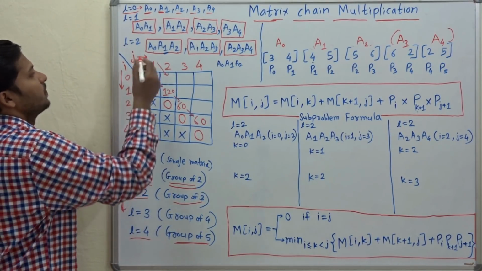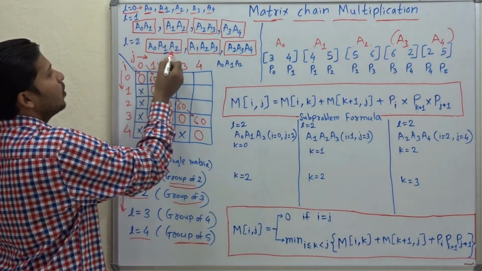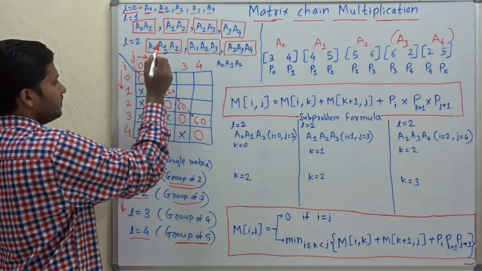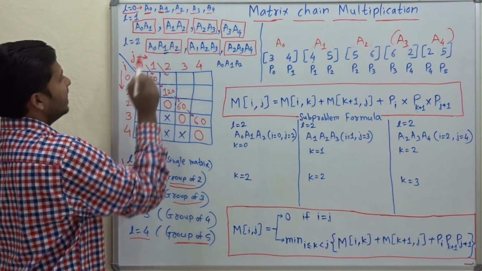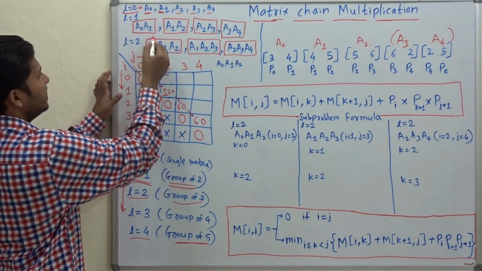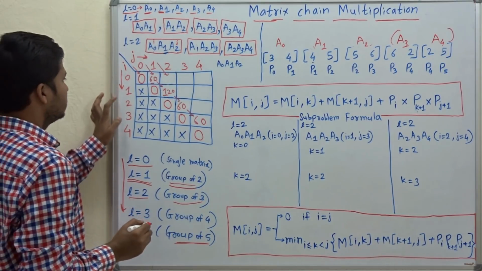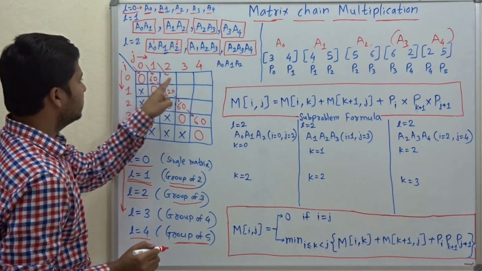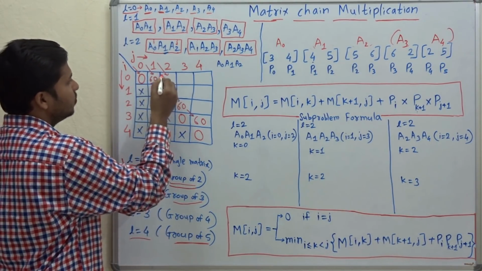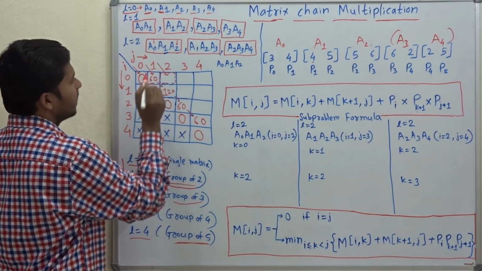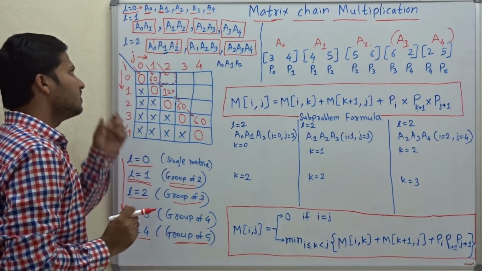Okay, so what is the first group of size 3? That is A0, A1 and A2. Means I is 0 and J is 2. So 0, 2 means this is the cell, 0 and 2. So this is the cell. Now here is the twist.